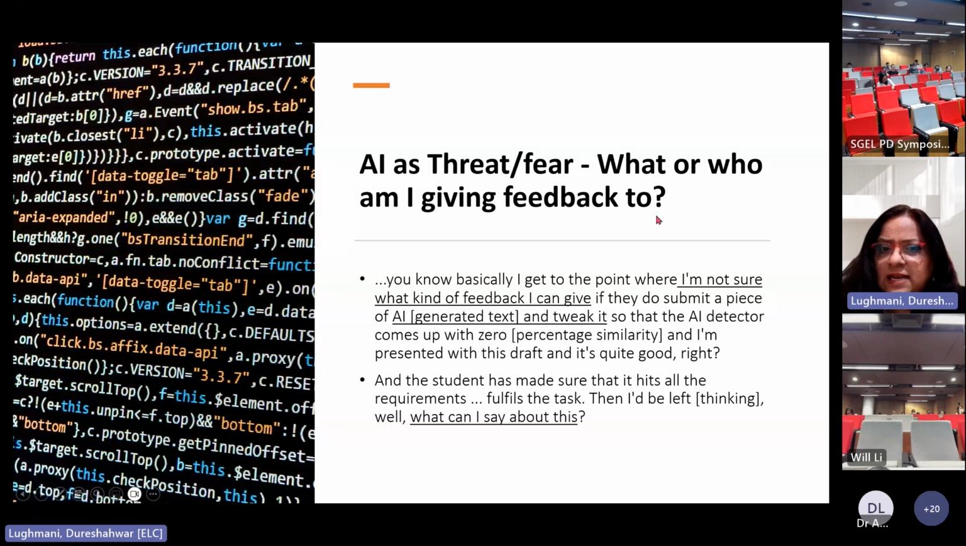Also, AI is treated as a threat. So, who am I giving feedback to? I'm not sure what kind of feedback I can give if they submit an AI generated text or tweak it or meet all the requirements. Students are smart enough to do that. What can I say if it is a grammatically perfect work? This teacher probably values a lot the feedback that she or he gives on language and grammar. And if that is perfect and it's relatively well organized, what is my role?